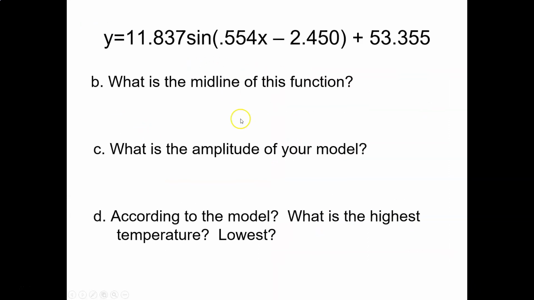So, what is the midline of this function? So, the midline for this function, Braden, what are we going to get for that? And in this particular context, what would we, let's see, hold on, let me look at my questions real quick.